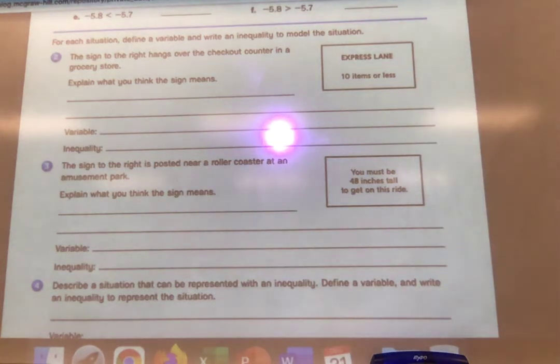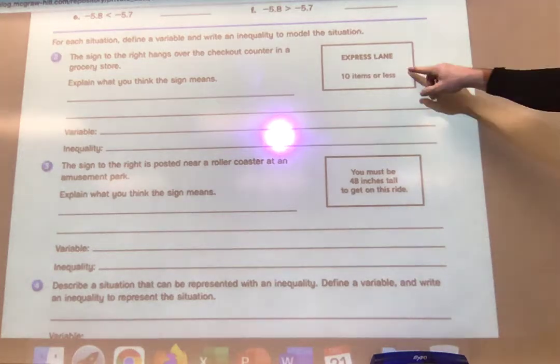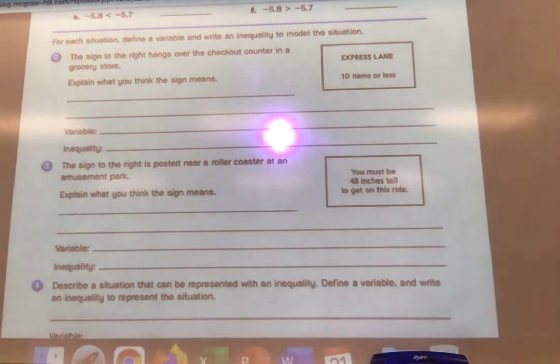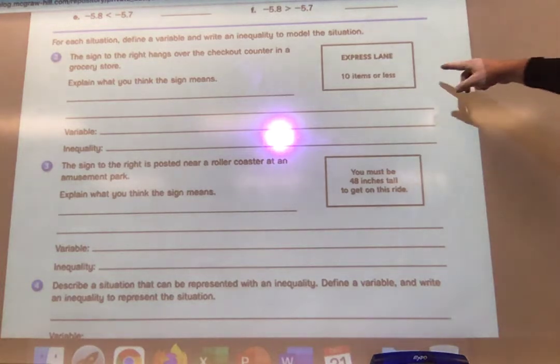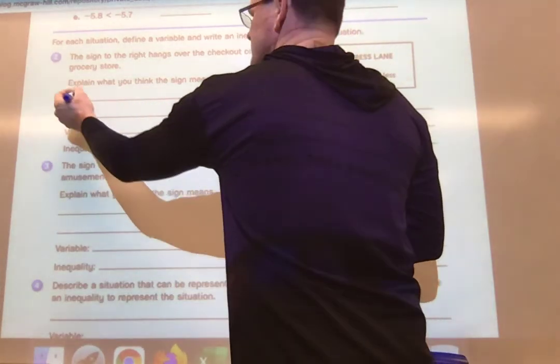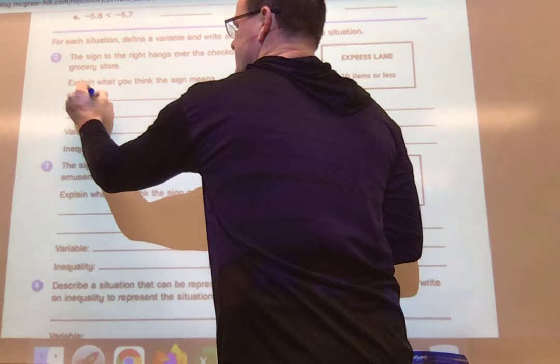The sign to the right hangs over the checkout counter in a grocery store. Explain what you think the sign means. So in the express lane at a grocery store, you have to have 10 items or less to use that, so we can get through the line a little bit more quickly. For people that have a small amount of items, they don't want to wait behind someone who has 40, 50 things in a grocery cart, so they make this for convenience.